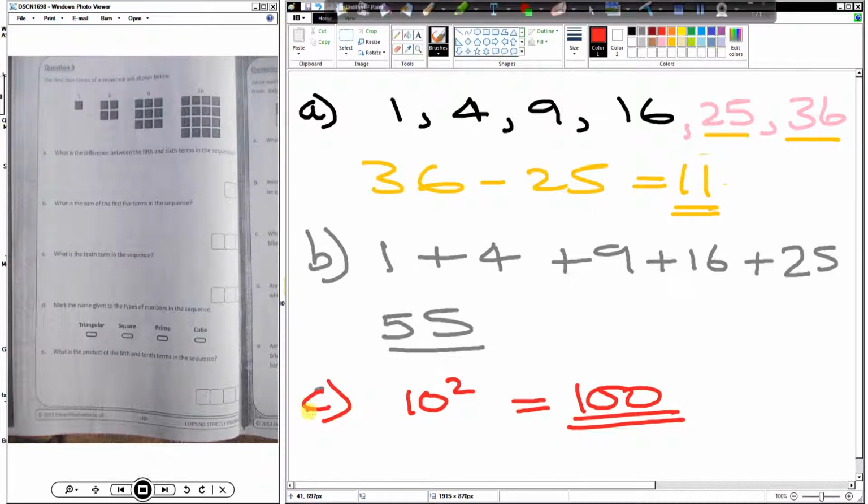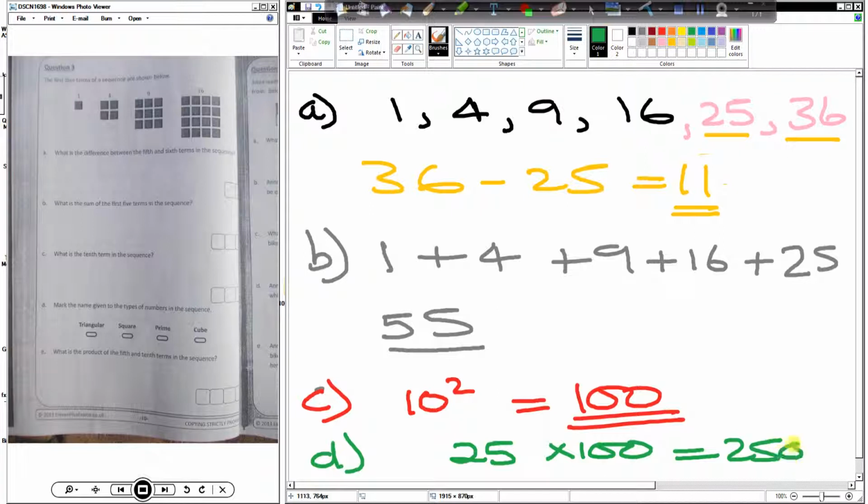D. What is the name given to these types of numbers in the sequence? They are called square numbers. E. What is the product of the 5th and 10th terms of the sequence? So what does the word product mean? The word product means times. So the 5th term is 25 and the 10th term is 100. So we got 25 times by 100, which gives us 2,500. And that's the end of question number 3.